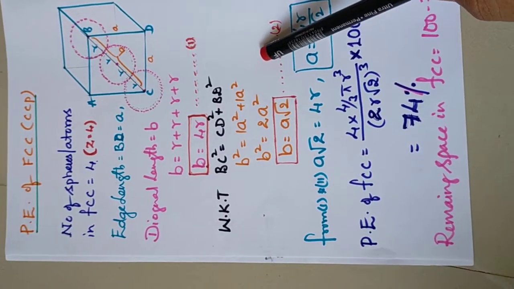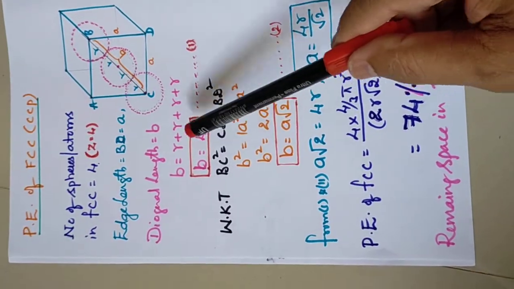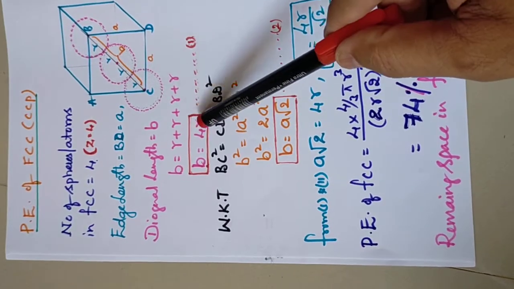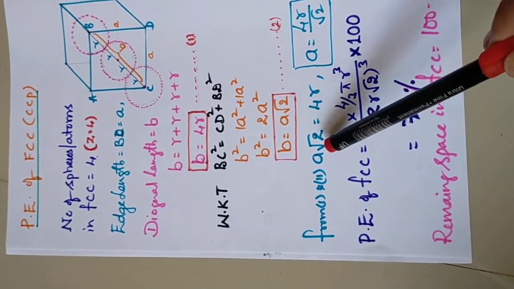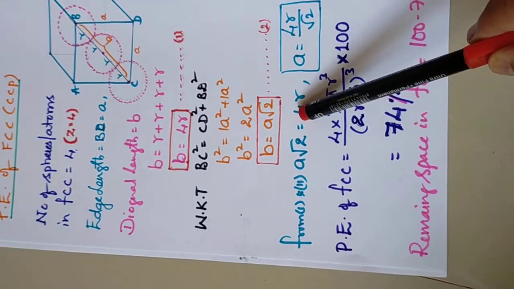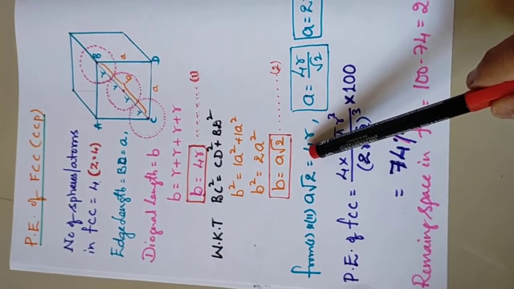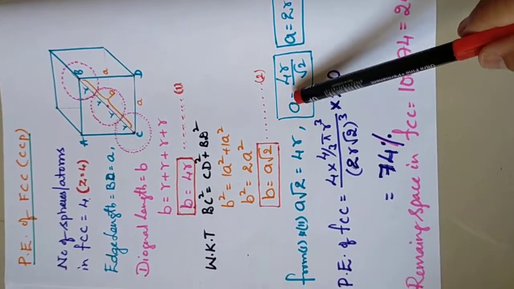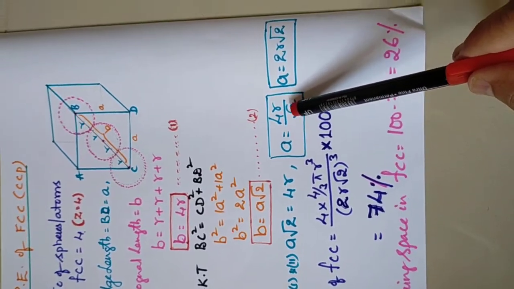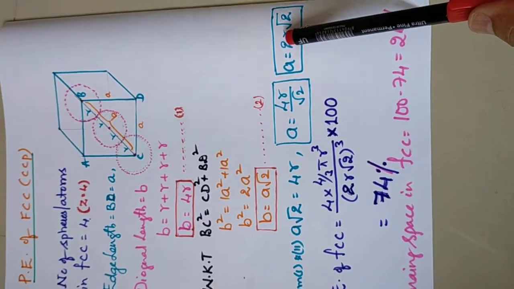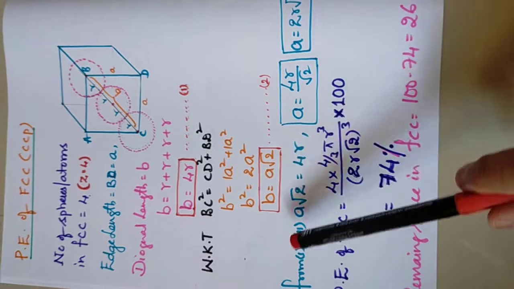From 1 and 2, taking both, because here also there is a B value, and here also there is a B value. And we take that 4R is equal to A root 2, or A root 2 is equal to 4R. Then we have to get A, because to get the volume we need the value of A. So A is equal to what? 4R by root 2. By simplification, A is equal to what we are getting? 2R root 2.